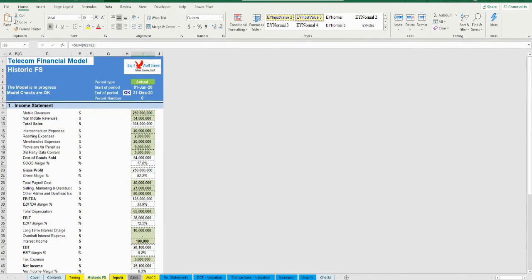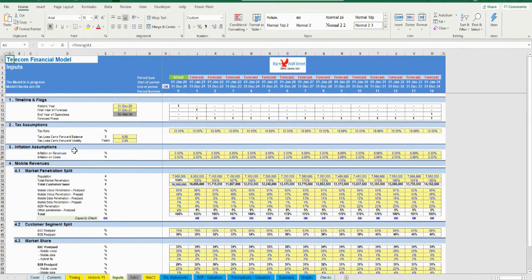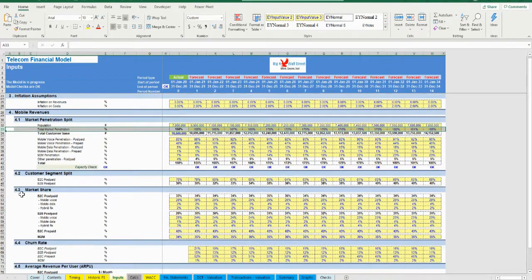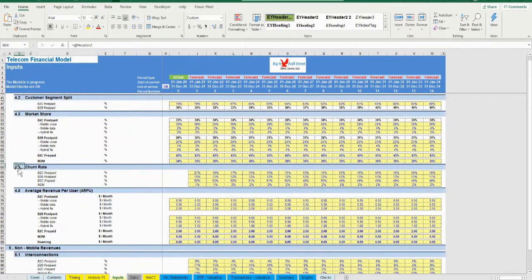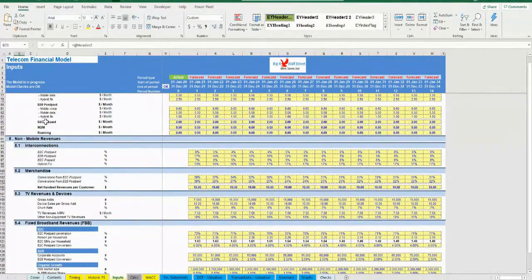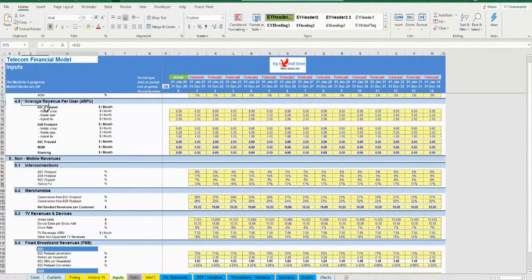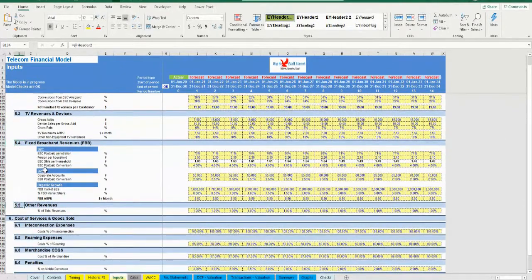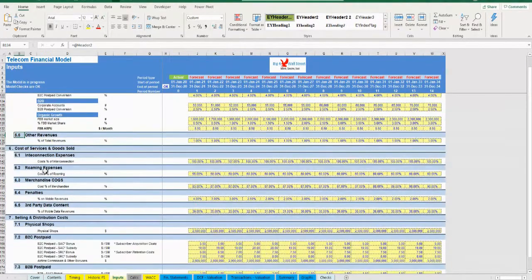In the Inputs tab, the revenue drivers start with the top-down approach from the population targeted and the mobile penetration, as well as the market share, churn rates, and average revenues per user, ARPU, for each revenue stream: B2C, B2B, B2C prepaid, M2M. Additional non-mobile revenue drivers include merchandise, TV revenues, and devices, fixed broadband, and other revenues.